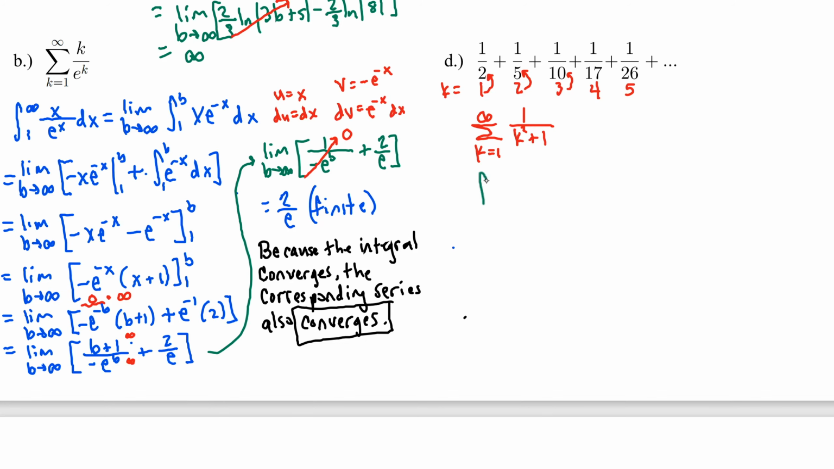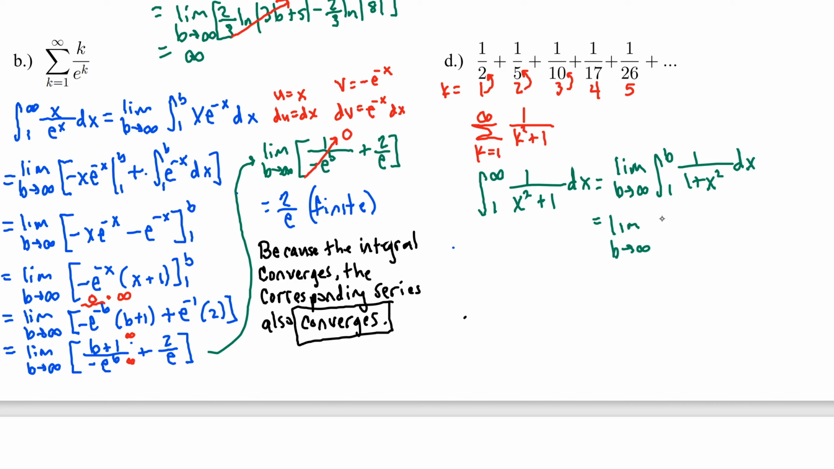So we will analyze this in terms of its corresponding integral. Notice the function 1 over x squared plus 1 is positive, continuous, and decreasing. So this is an improper integral. We know we need to make it proper to be official. Hopefully you recognize the antiderivative quite easily at this point. That's going to be arc tangent of x from 1 to b.